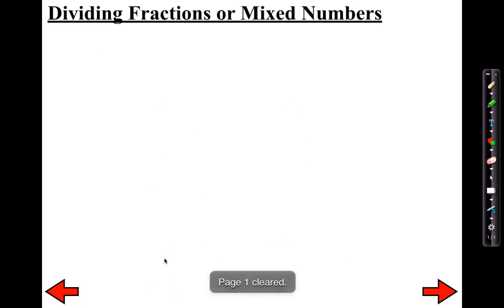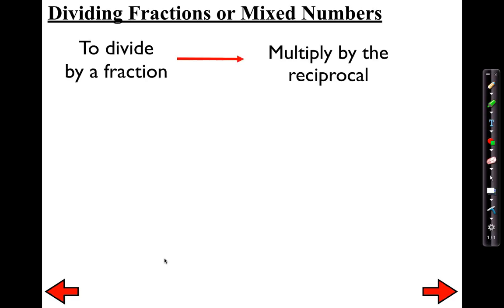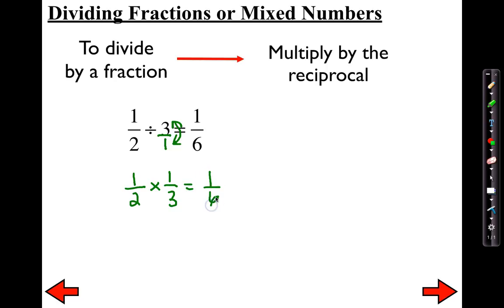So if we take a look at this example here, what we're going to do is first think of it as, okay, so I'm taking 1/2. If I'm dividing by 1/3, that's the same thing as multiplying by the reciprocal. But to keep things simple, you can just think of it as we're multiplying by the reciprocal of this. So that's going to be 1 over 3, which would give me 1/6.